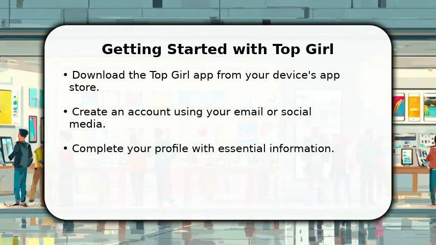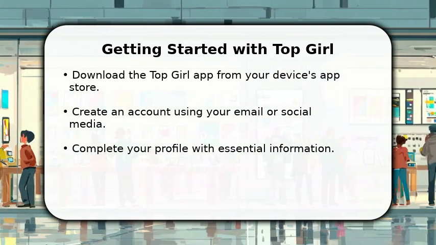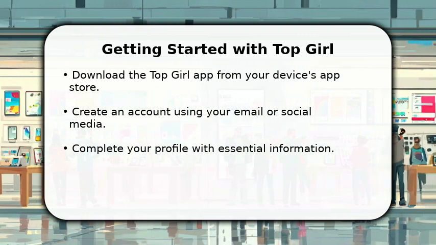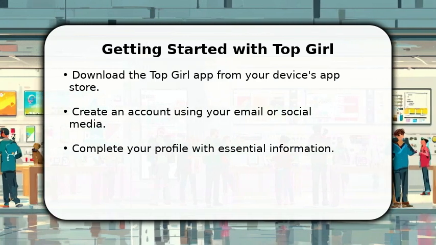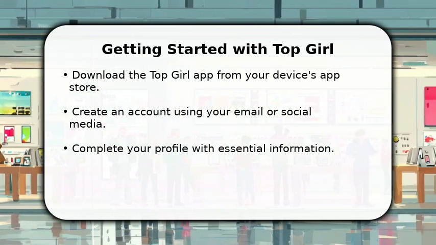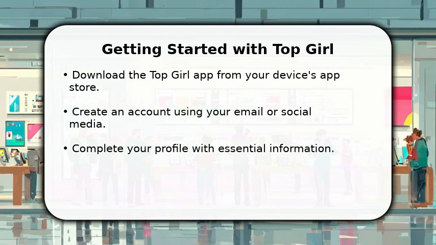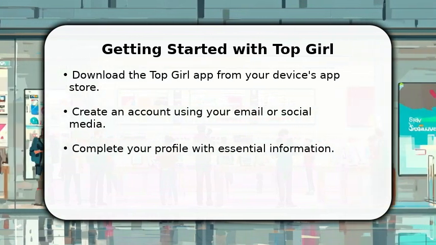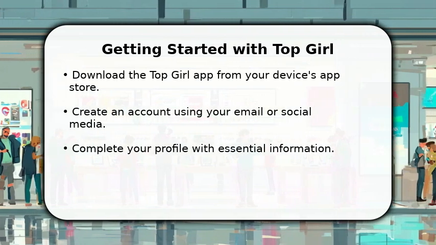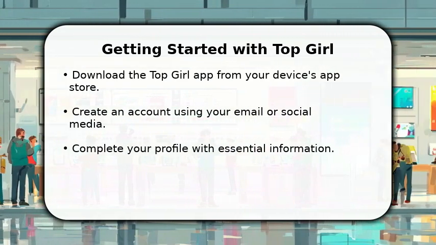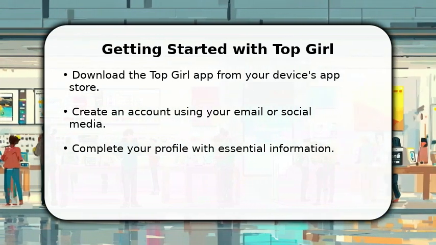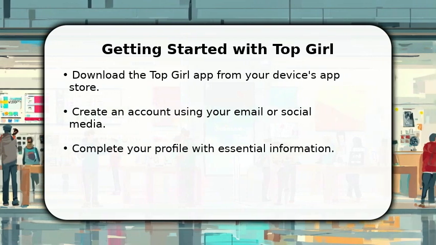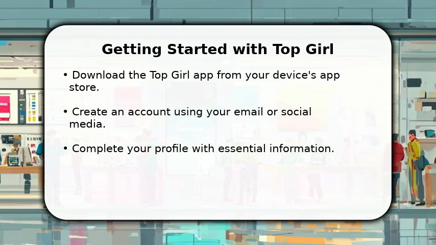Enjoy the video. In this video, I will explain how to use the Top Girl app. To begin, download the Top Girl app from your device's App Store, which is available on both iOS and Android platforms. Once installed, create your personal account using either your email address or by linking a social media profile. Finally, complete your user profile with essential details like your interests and a profile picture to personalize your experience and connect with others more effectively.